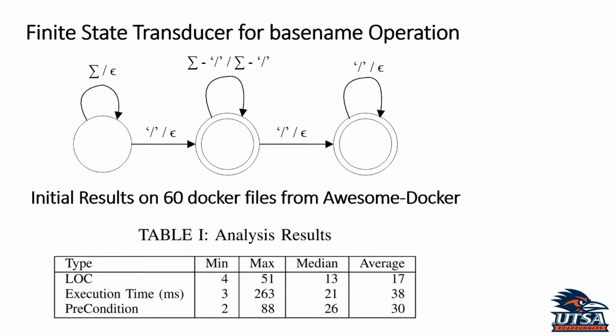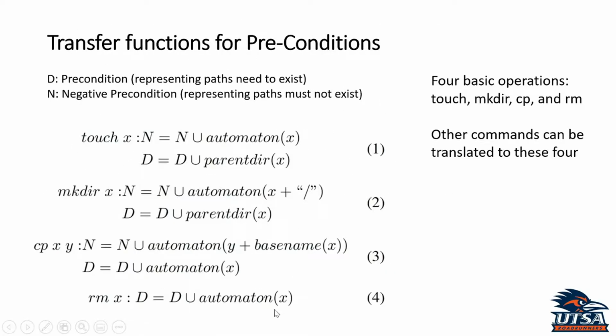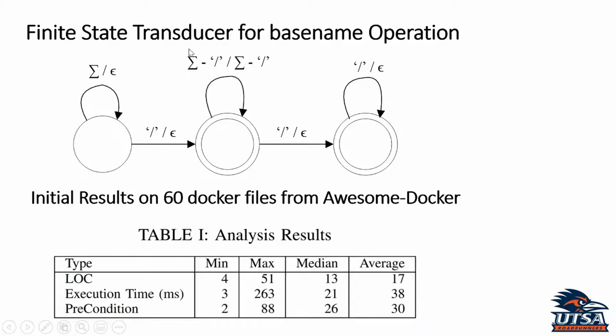To represent operations on automata, such as parent directory and base name, we use finite state transducers. For example, this finite state transducer simulates a base name operation. Given any path, this finite state transducer creates the base name for that path. If the given input is an automaton, then it will give the automaton for the base name part of all the paths in the automaton.